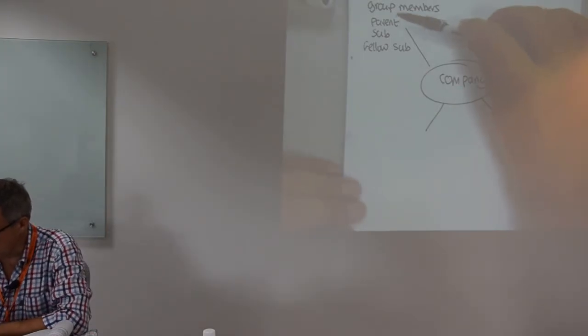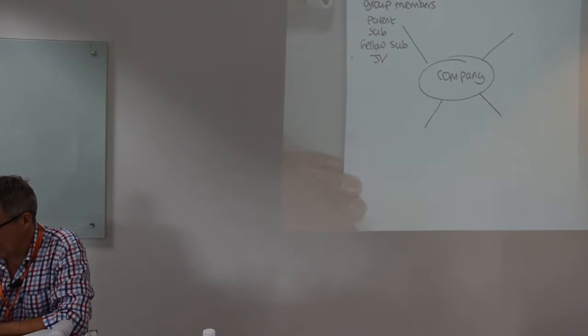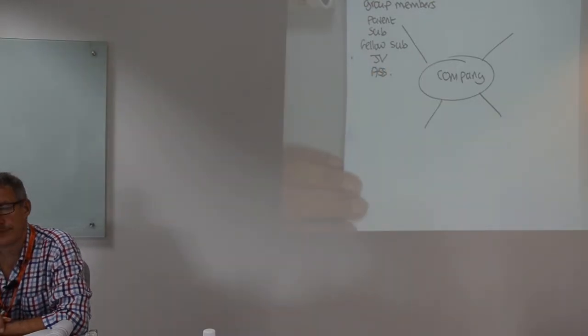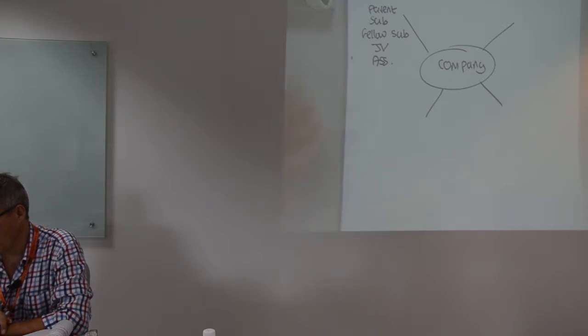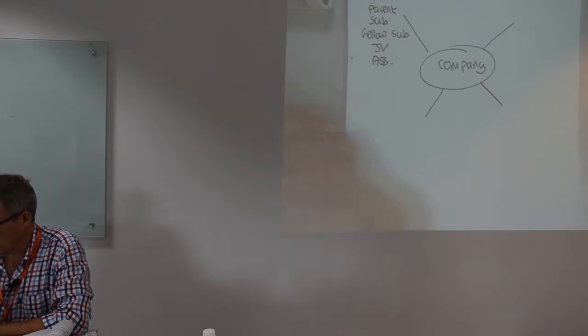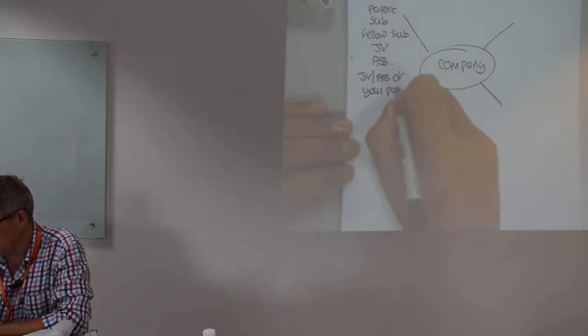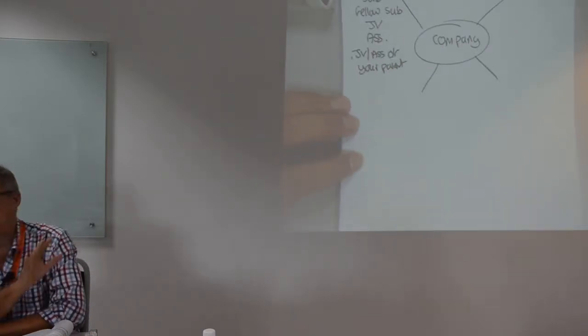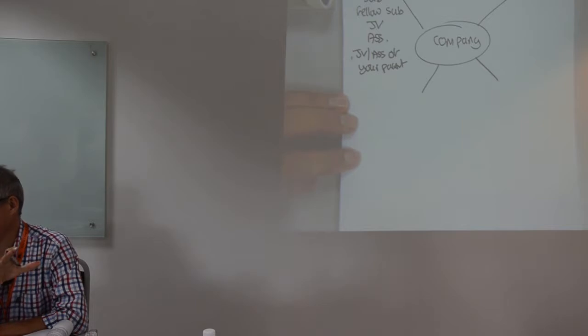So you're related to your parent, your sub, your fellow sub, your joint venture, and your associate. You are related to the joint venture and the associate of your parent. So you are related to basically anybody who is in the group. Parent, sub, associate, joint venture. These are related parties. Good.